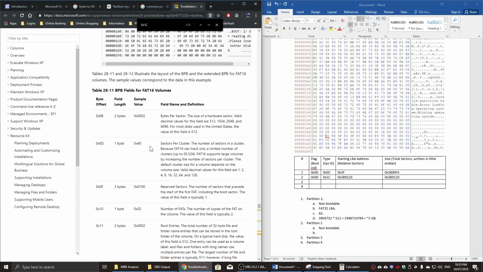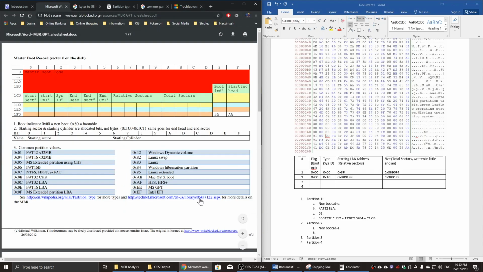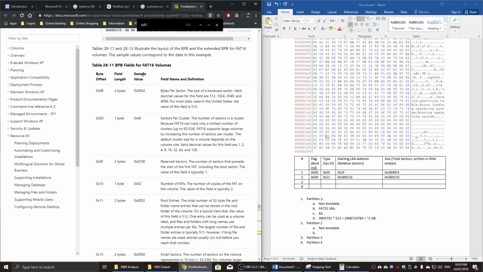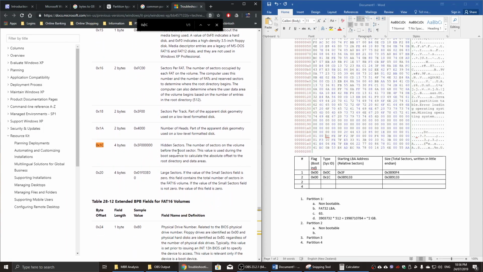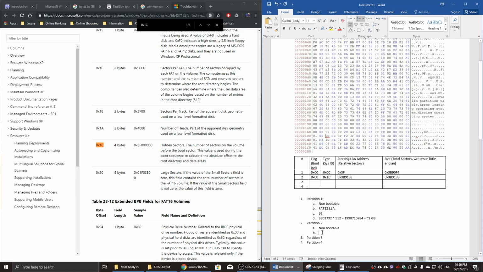There we go. So this is a FAT16 volume using this particular website there. This is a FAT16 volume, and 1C is a hidden sector, the number of sectors on this volume before the boot sector. This value is used during the boot sequence to calculate the absolute offset of the root directory and data areas. So we only need to know the type for now, but that's very useful information. 0x1c. So if we go back, that's a FAT16 volume.